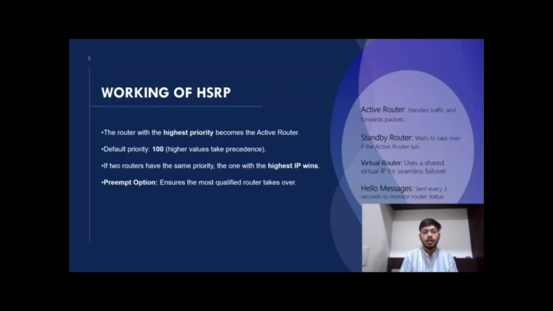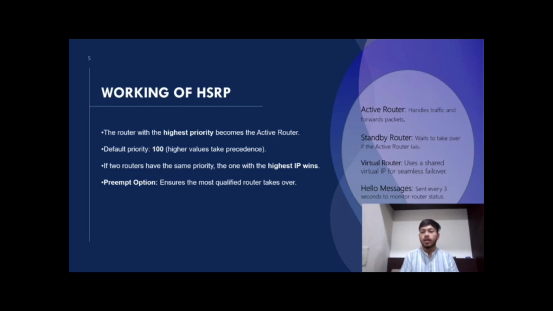Working of HSRP. The router with the highest priority becomes the active router. Default priority is 100, and a higher value takes precedence. If routers have the same priority, the one with the highest IP wins. Preemption ensures the most qualified router takes over.